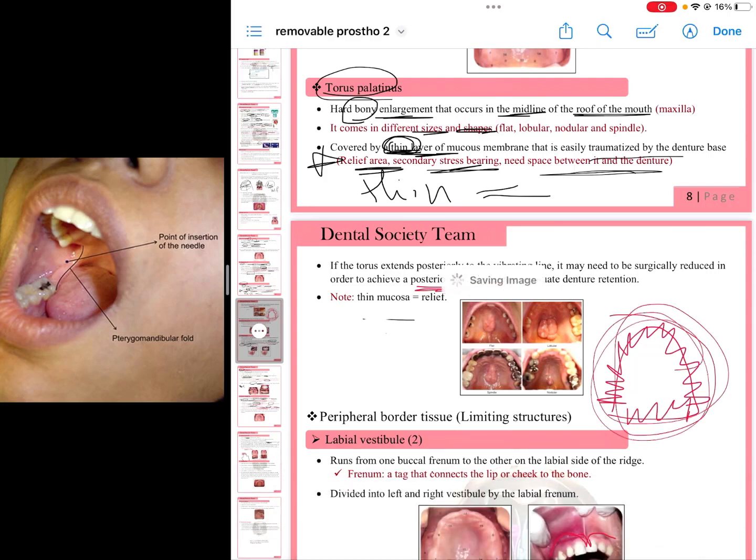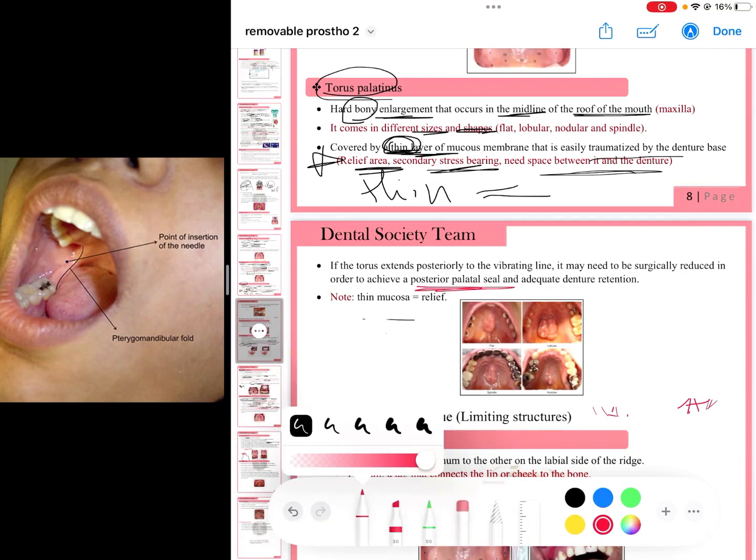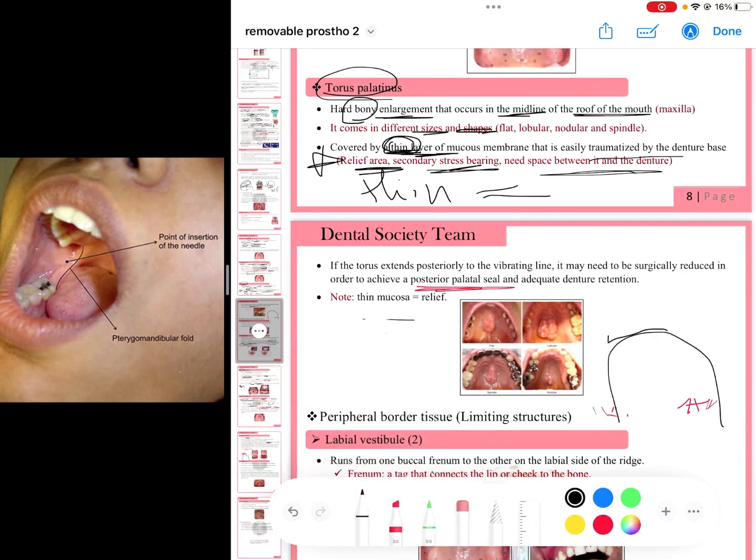So now, as I said, from the edges or from the peripheral part, we have what? From the peripheral part, we have the labial vestibule, the buccal vestibule, and the hamular notch. Okay, so from the palatal side, what do I have to achieve the seal? How can I achieve the seal in this place? There is nothing to hold.